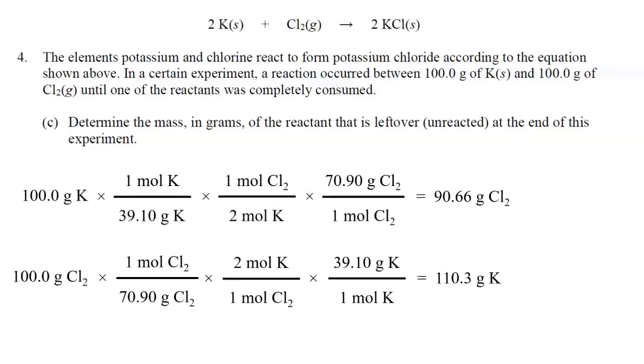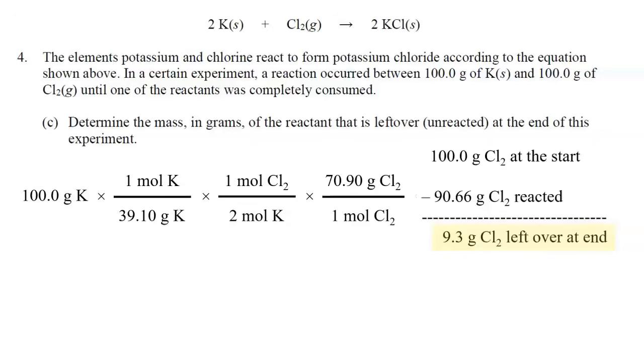So, one way to figure out how much chlorine is left over is coming from the calculations that I showed you earlier. If only 90.66 grams of chlorine was consumed in this experiment, but 100.0 grams of chlorine was available at the start, then that difference between how much chlorine was available and how much chlorine reacted, that difference is 9.3 when I round off to one decimal place according to the sig fig rules. 9.3 grams of chlorine is left over unreacted at the end.